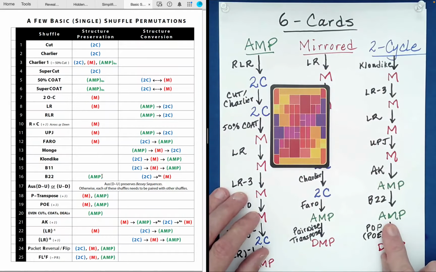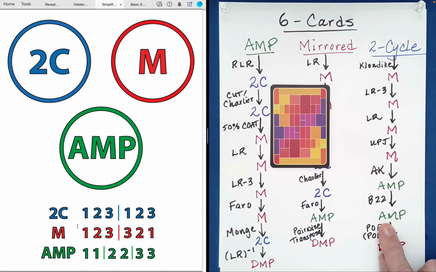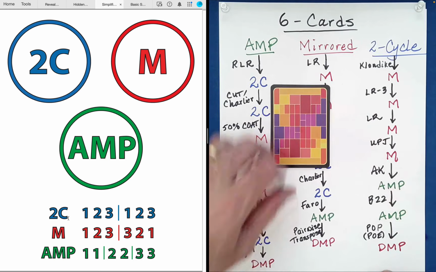And that kind of shuffle, if you give it a little bit of thought, you realize should leave AMP structures alone. Remember, the AMP structure at the very bottom is like you have a 1, 1, 2, 2, 3, 3. Well, with this Bessie 2-2, it's like you're taking the top 2 off, dropping them into your other hand, and then you take the bottom 2 off, which here would be the 3-3, and then the next top 2 would be 2-2. So you'd be leaving them in blocks.